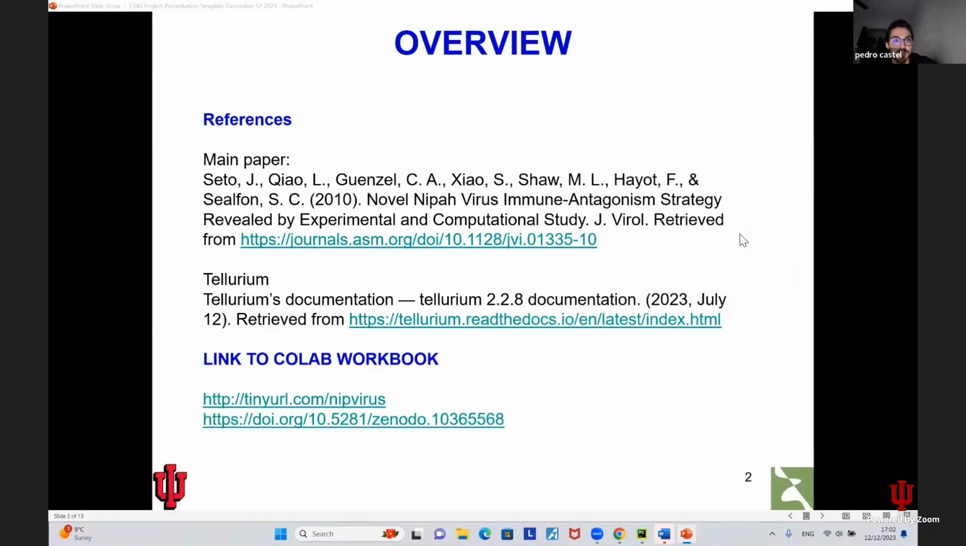First, an overview. My references: there's the main paper from Seto, and Tellurium, of course. I'm referencing the documentation, and the link to my Colab notebook together with the DOI. And here I generated the DOI as Elmer suggested. So thank you, Elmer. It worked and it was simple.